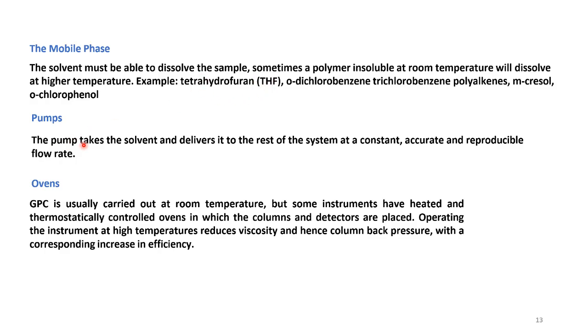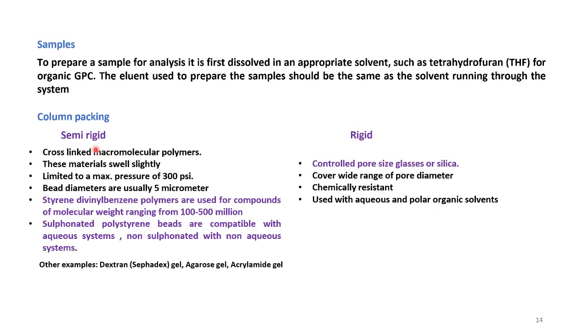Then we have a pump. A pump has to deliver or flow the solvent at a constant and accurate rate, and the rate has to be reproducible also. So very efficient pumps are used. Then ovens. GPC is usually carried out at room temperature, but sometimes we have to use a heater. So the columns are kept in an oven that is thermostatically controlled. Sometimes ovens are used. Then samples.